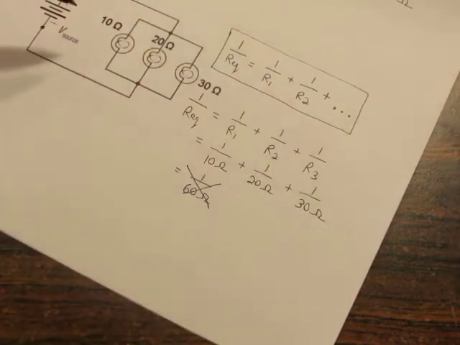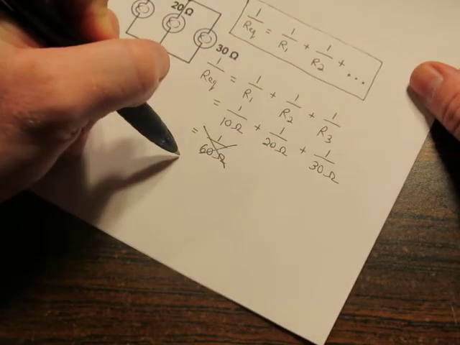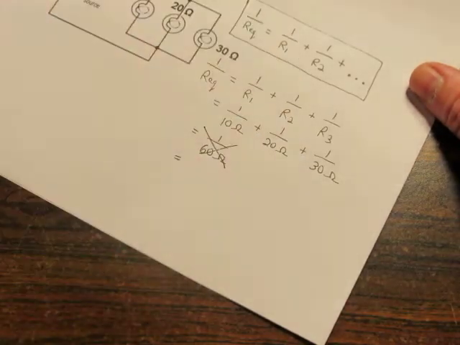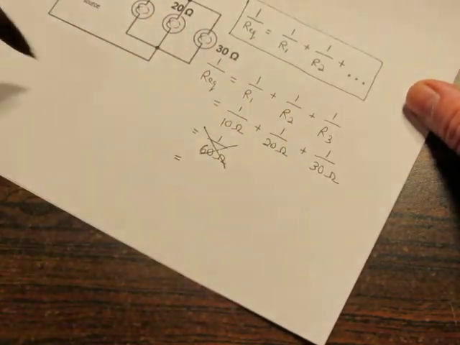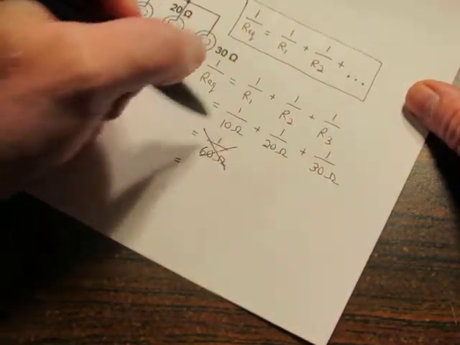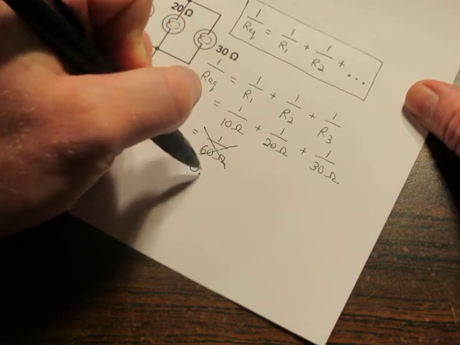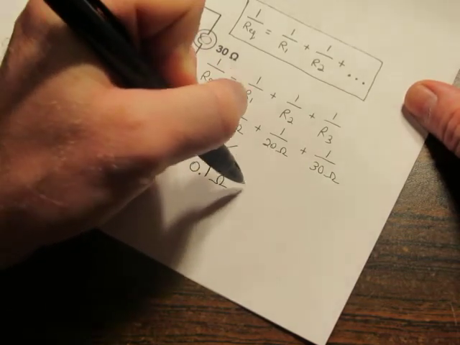Convert these to decimals right away. Don't waste your time with common denominators. Seriously, take out a calculator and do each one of these if you need to. Have another line of work. Convert these into decimals. 1 divided by 10 is 0.1 ohms.